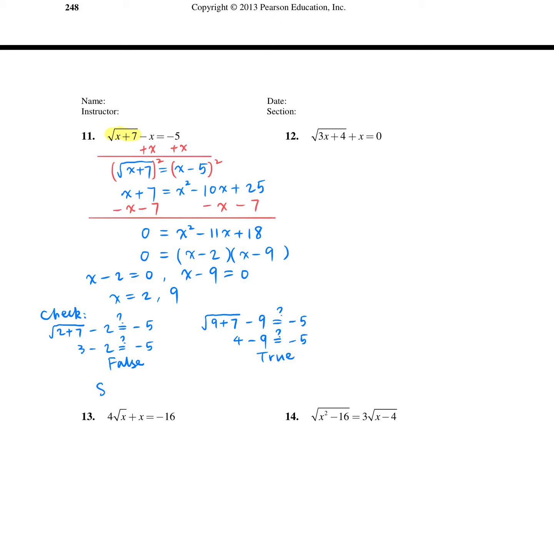Therefore, you could conclude that x is 9. Even though we got 2 solutions, after we check our solutions, there's only one solution that's correct, which is x equals 9. So that's why it's always important to check your solution to any radical equations.